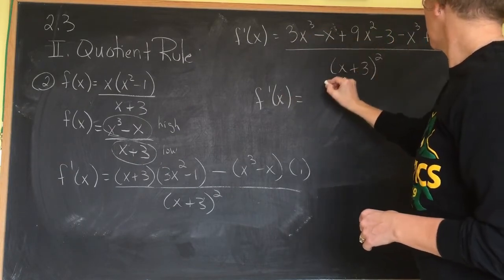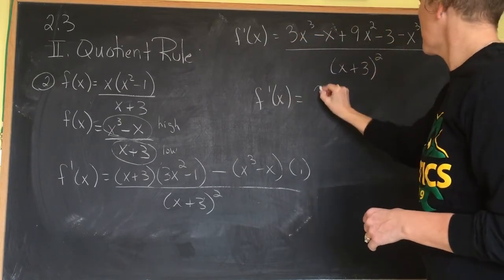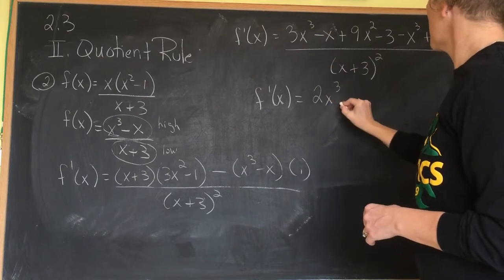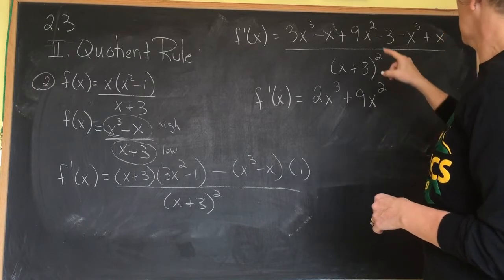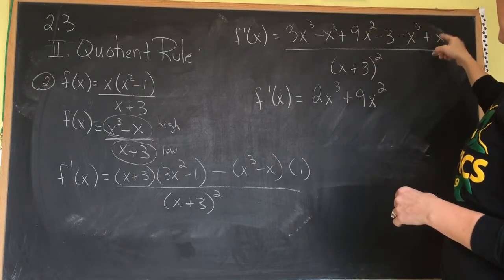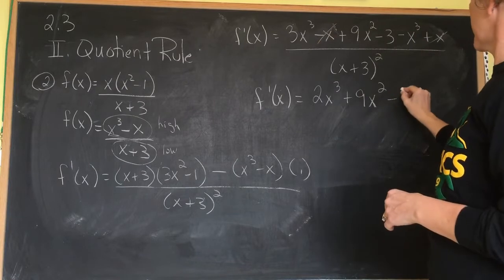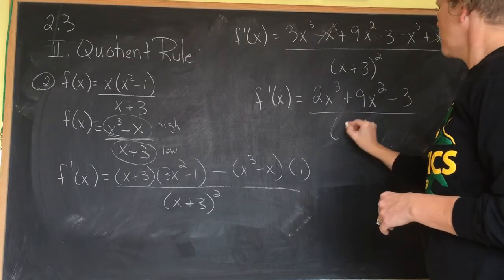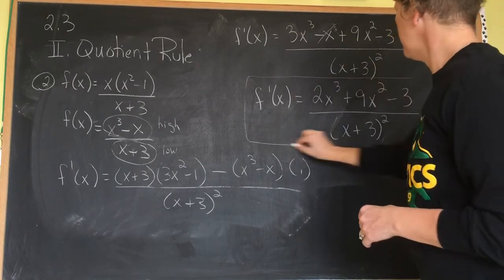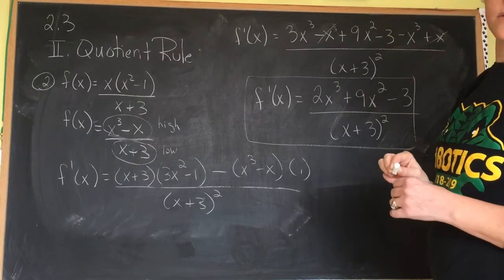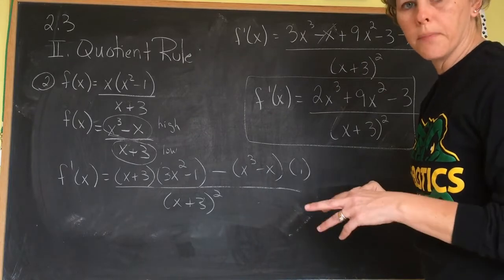So that looks like a 3x cubed minus an x cubed. So 2x cubed plus 9x squared. Looks like the x's cancel and just minus 3 all over x plus 3 squared. All right, so that's it for quotient rule. We got one last part you're going to see in a second.